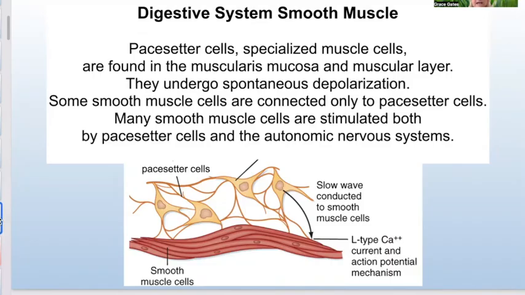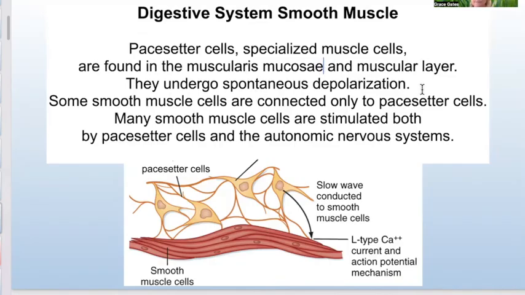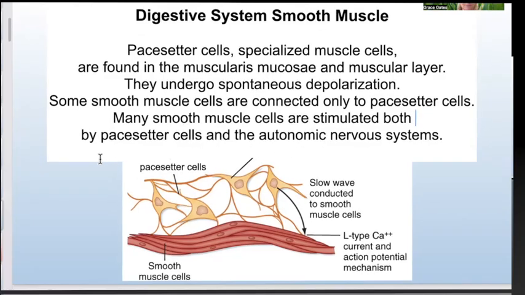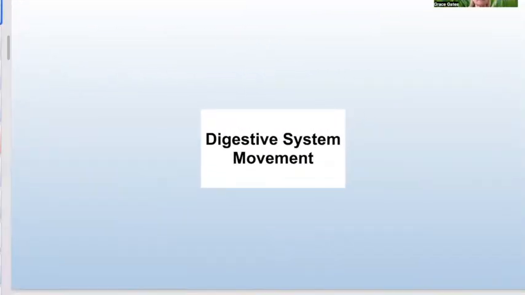Pacesetter cells, specialized muscle cells, are found in the muscularis mucosae and muscular layer. They undergo spontaneous depolarization. Some smooth muscle cells are connected only to pacesetter cells. Many smooth muscle cells are stimulated both by pacesetter cells and the autonomic nervous system. Okay, digestive system movements.